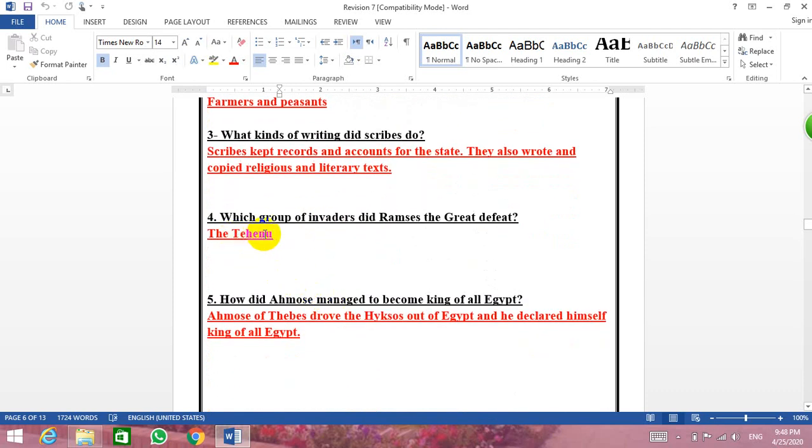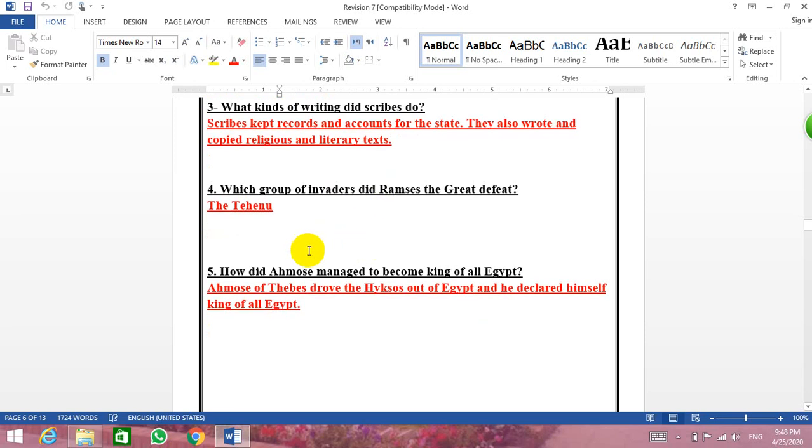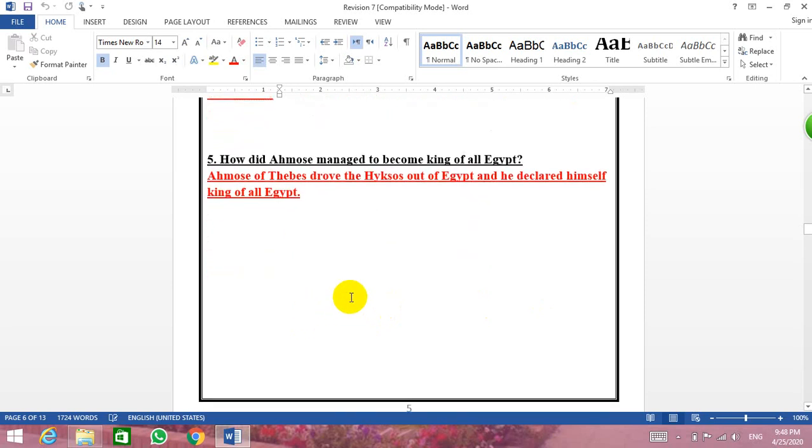Question number 4. Which group of invaders did Ramses the Great defeat? That was the Thennu. Ramses the Great defeated the Thennu group of invaders. Question number 5. How did Ahmose manage to become king of all Egypt? Ahmose of Thebes drove the Hyksos out of Egypt and declared himself king of all Egypt. Okay?